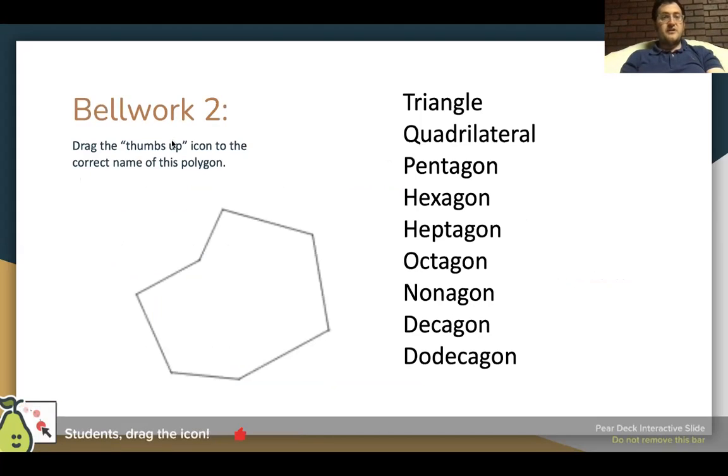The second bell work is classifying this polygon by number of sides. I'm going to count 1, 2, 3, 4, 5, 6, 7. So the name of a 7-sided polygon is, well, let's see, 3, 4, 5, 6, 7. And that is a heptagon.